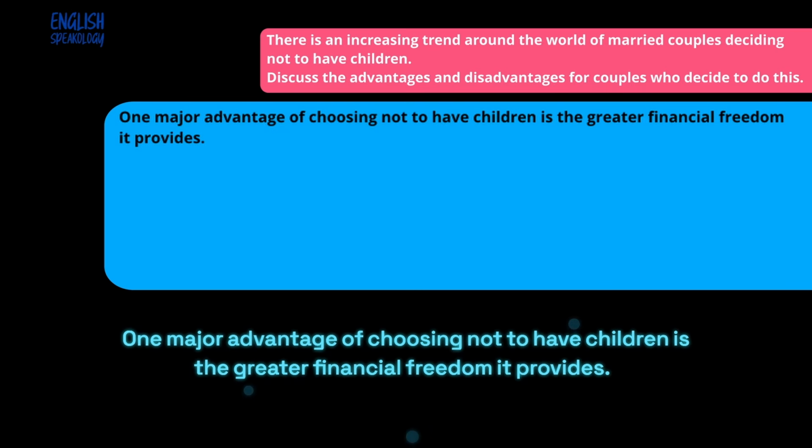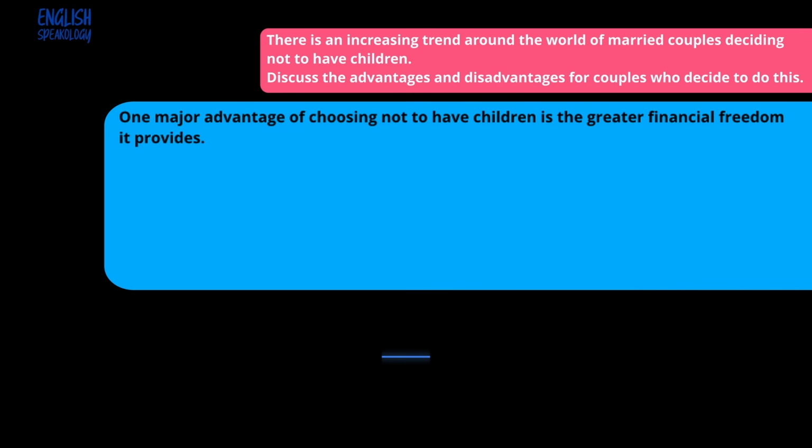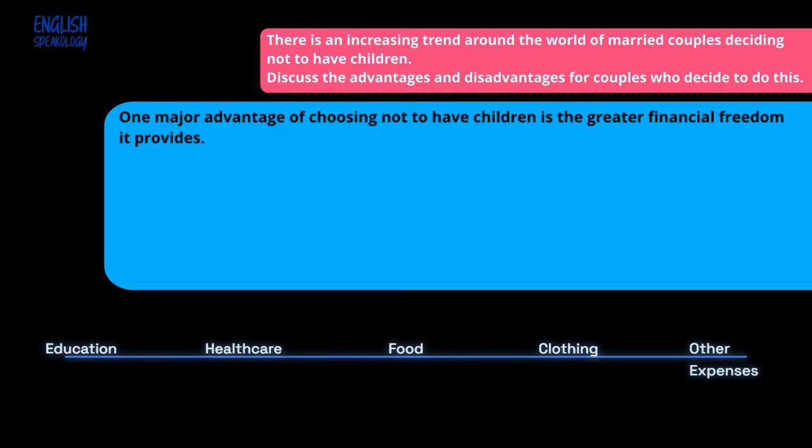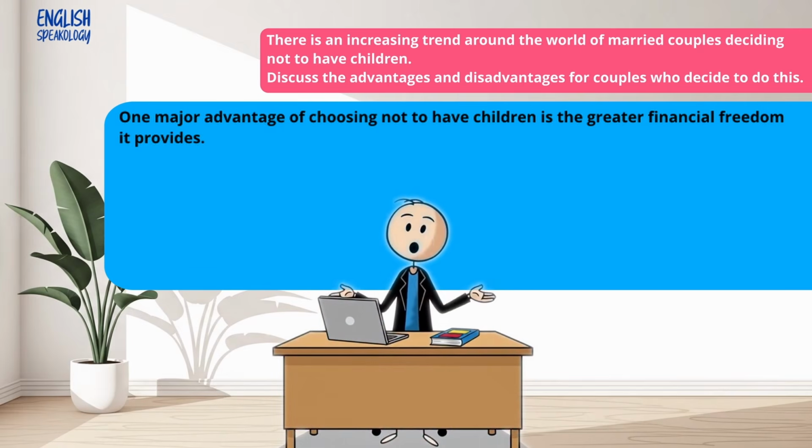A topic sentence introduces the main idea of the paragraph. Here, our idea is financial freedom. Raising children is expensive. Parents must pay for education, healthcare, food, clothing, and many other things. So couples without children can use their money in different ways. Now let's expand this idea.